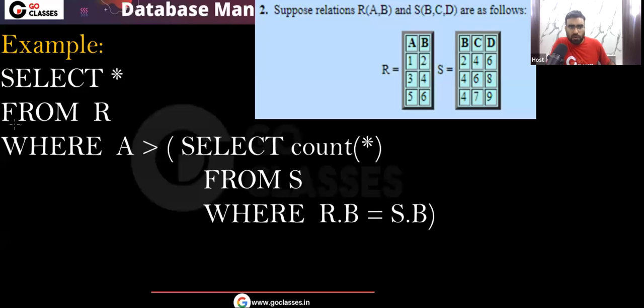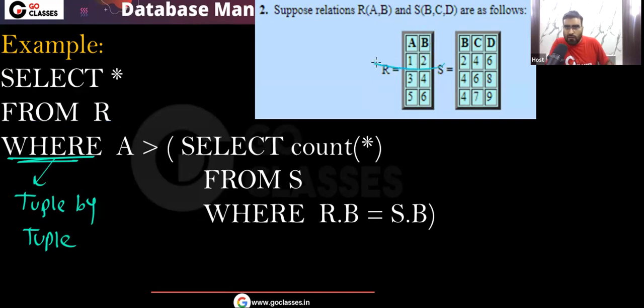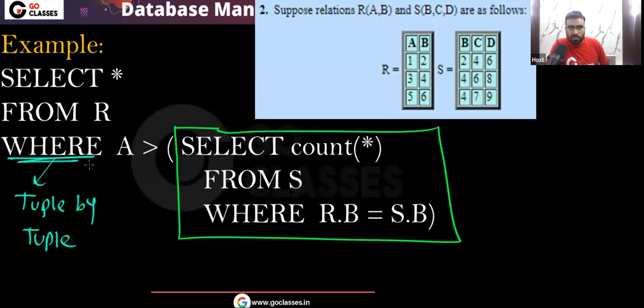So once you know this is a correlated subquery, what you need to do is, for every tuple of R, you will execute this. Yes or no? Very simple point. Remember, for every tuple of the outer query, because WHERE means tuple by tuple. So from this R, for every tuple you will calculate this. Tuple by tuple, for every tuple of R, execute this.